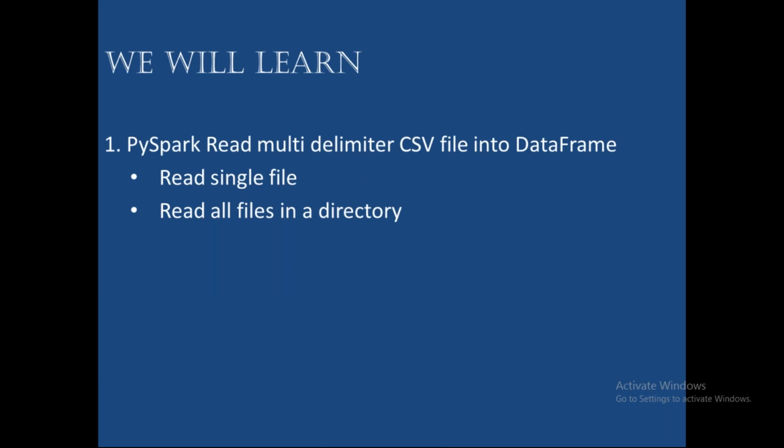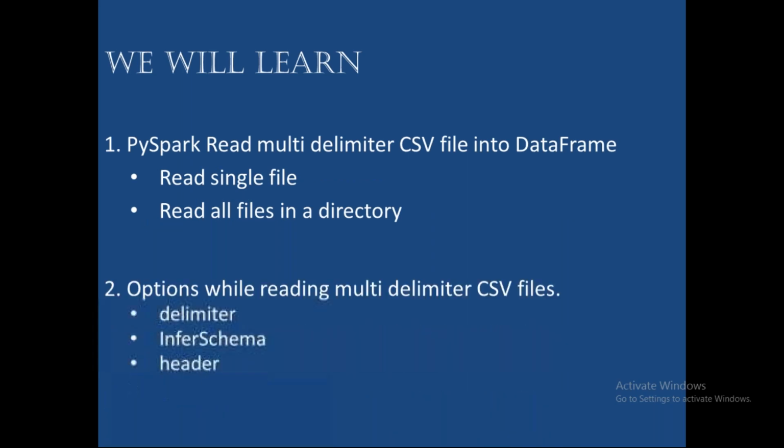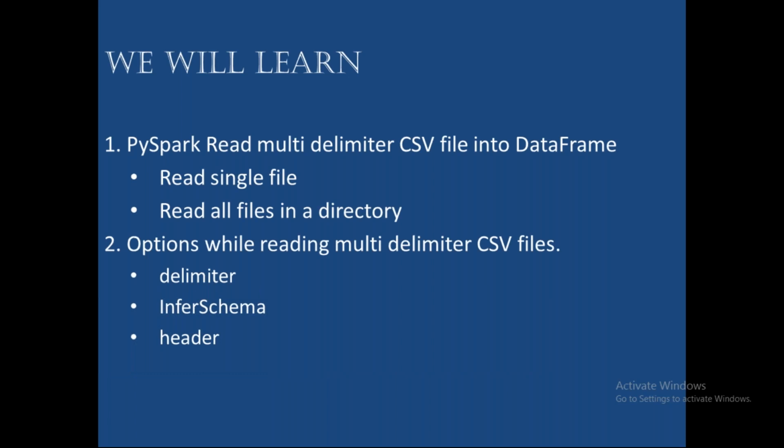This is the latest version. Now in this session we will see how we can read multi-delimiter CSV files into a data frame, how we can read a single file, and how we can read multiple files which you have in a directory. Next, while you are reading these particular files, we are going to use some options. One of the options is delimiter, which tells what the delimiter between your data is. Double delimiter means you will have two characters, maybe double pipe, double dollar, or a dollar and a pipe, something like that. There will be two characters.